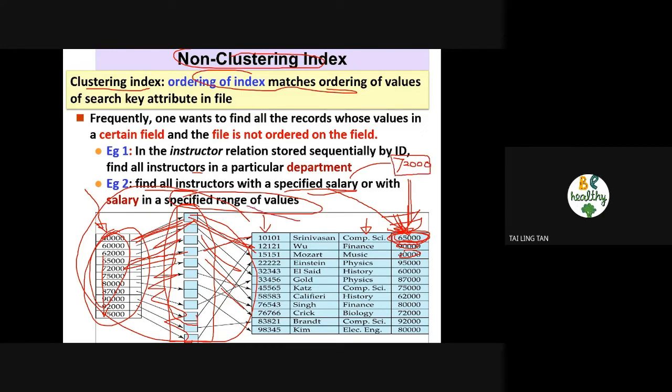When I say the salary is between 70 to 80,000, what does this mean?